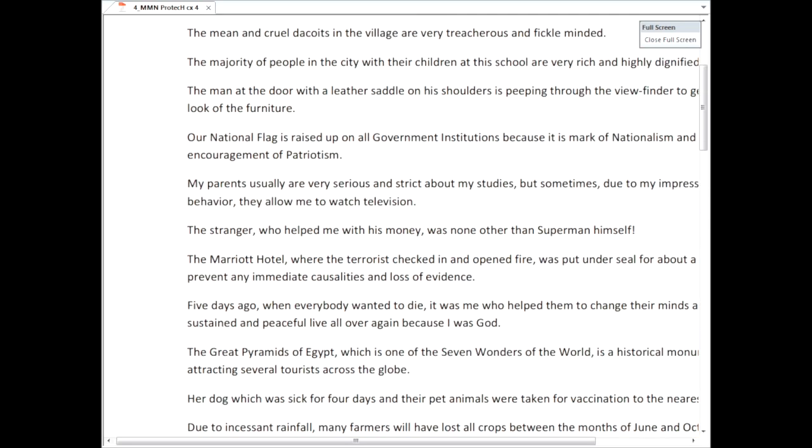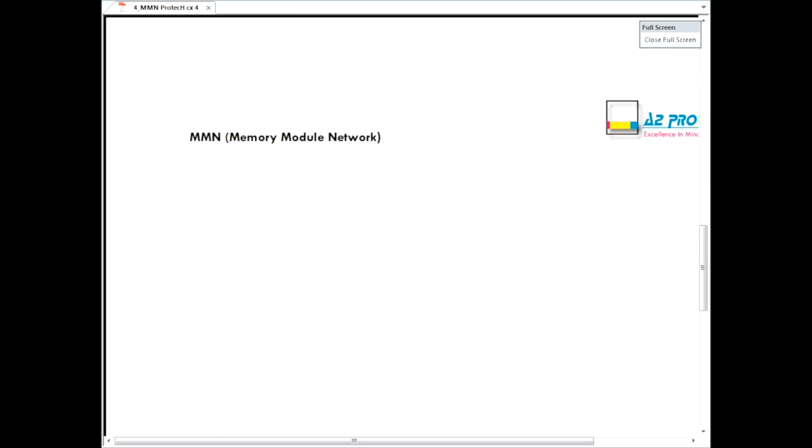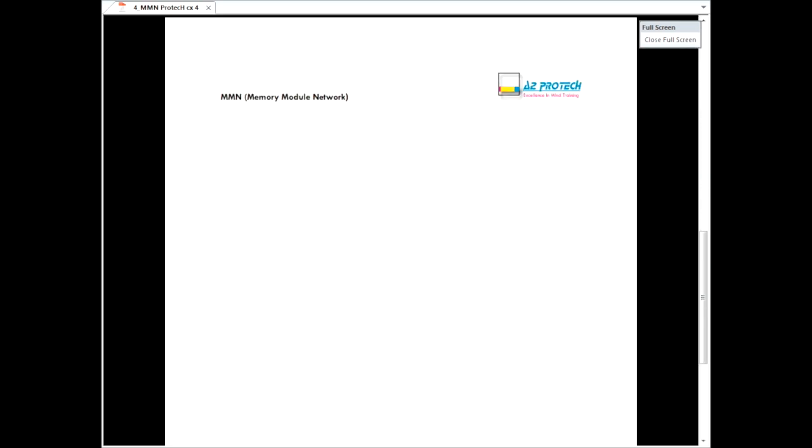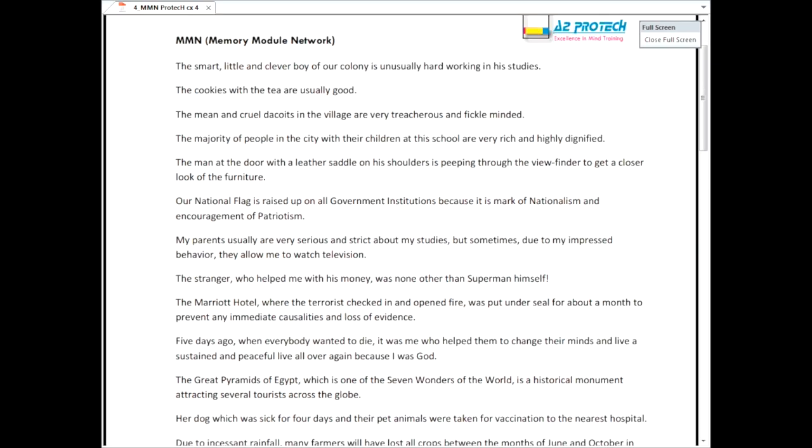Shall we? Yes. Okay, let me just minimize this. Is it better? Can you still see? Yeah. Okay. The majority of people in the city with their children at the school are very rich and highly dignified. अब मेरे पढ़ने के अंदाज में मैंने MMN इस्तेमाल करके पढ़ा है. ये MMN करते करते आपको इतना हैबिचुएट हो जाएगा कि आप पढ़ते ही बस पढ़ लेते हो.